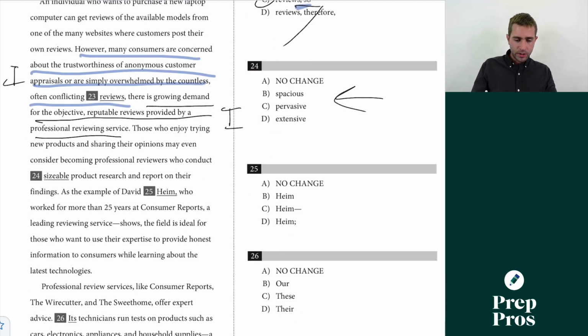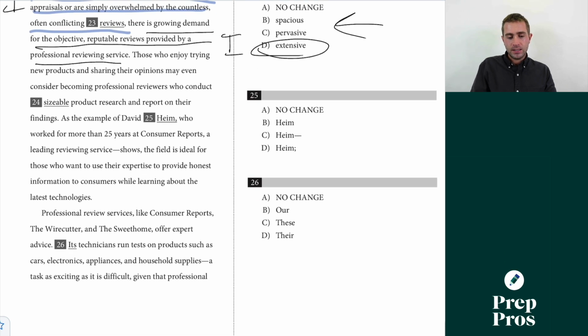24 is just a word choice question here. Those who enjoy trying new products and sharing their opinions may even consider becoming professional reviewers who conduct, we wouldn't say sizable product research, we're saying we're conducting very in-depth stuff, which means extensive product research. Is the example of David Heim, who worked for more than 25 years at Consumer Reports, a leading review service.